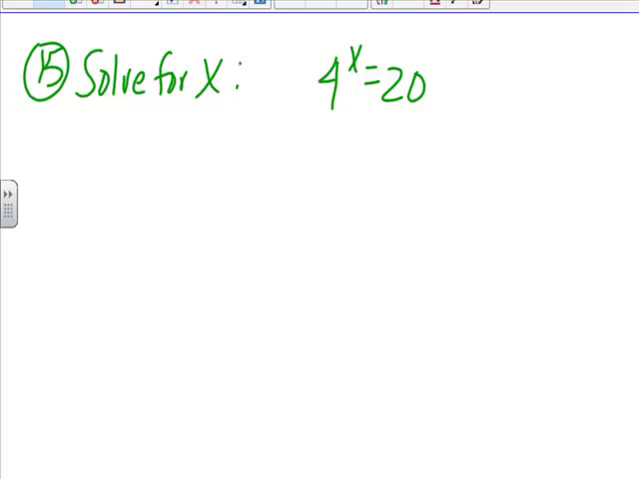Solve for x. 4 to the x is equal to 20. Now, in the past, back in the last chapter, we might have tried to find a common base here, but notice there really isn't a common base. Don't let your brain trick you. There is not a common base.